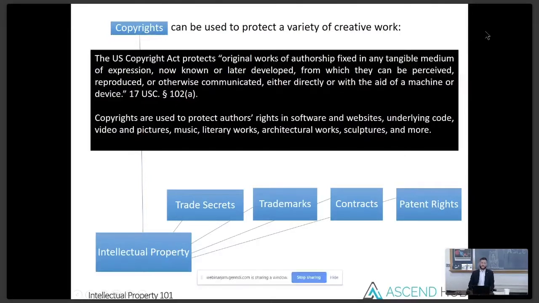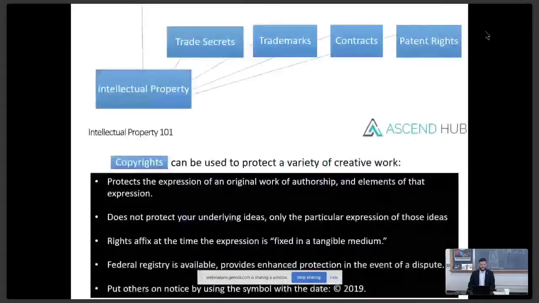So copyrights are used to protect authors' rights in software and websites, underlying code, video, pictures, music, literary works, architectural works, sculptures, and more. And really critically, they're used for software, as you can see.